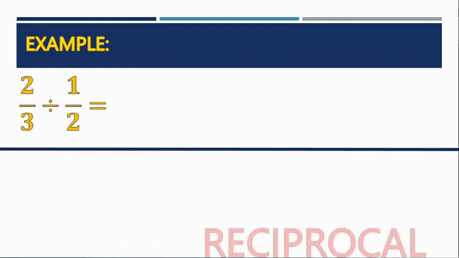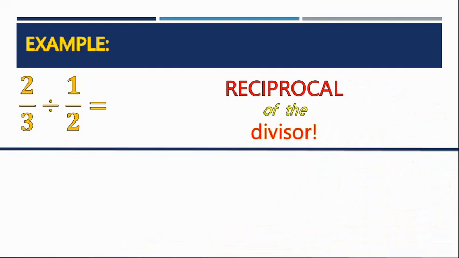Now, let's have some examples on how to do division of fractions. So, let's have 2/3 divided by 1/2 as our first example. So, again, first step is to get the reciprocal of the divisor. Again, the divisor is the number or the fraction after the division operation. So, between 2/3 and 1/2, 1/2 is our divisor. So, kunin natin ang reciprocal ng 1/2. So, that would be 2 over 1.